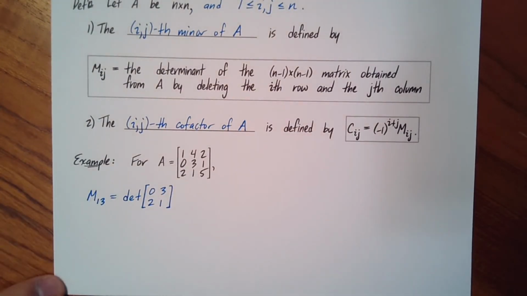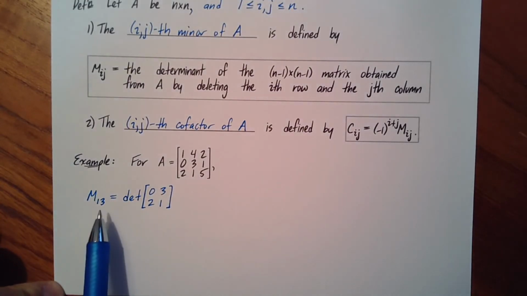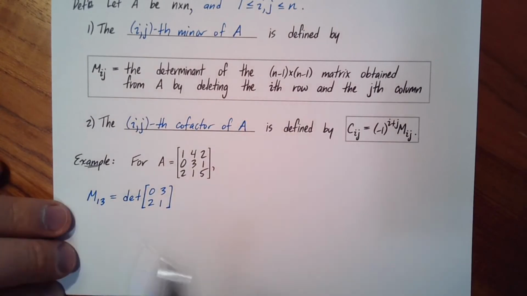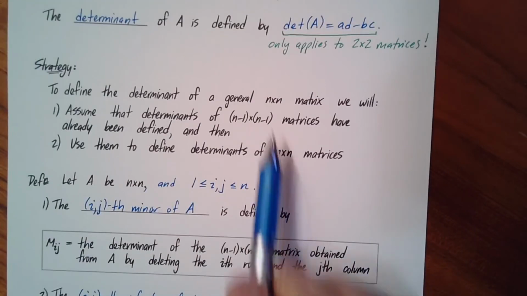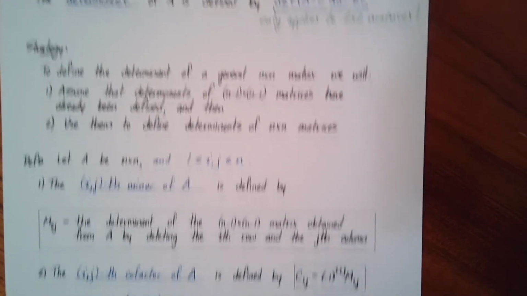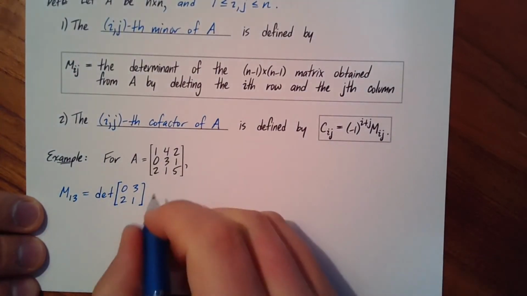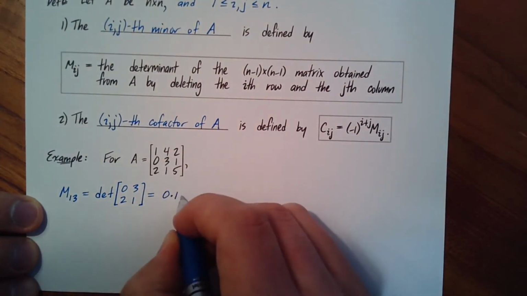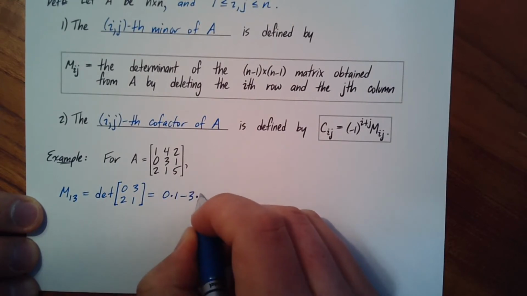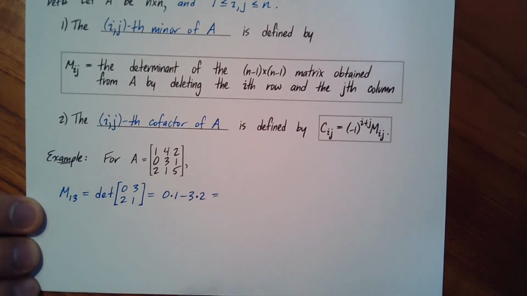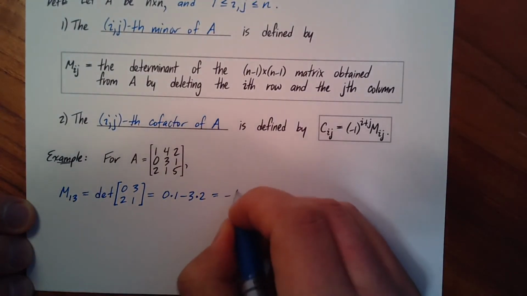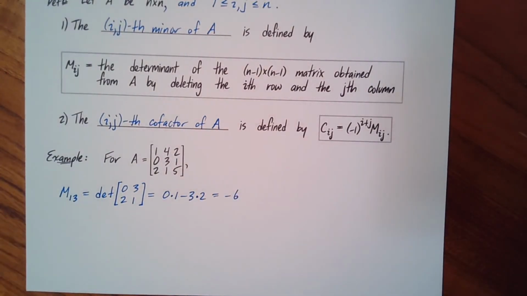So the 1, 3 minor of the matrix A is the determinant of this 2 by 2 matrix, which we can work out using this formula up here because it's a 2 by 2 matrix. So the determinant is going to be 0 times 1 minus 3 times 2. So what does that work out to be? That's 0 minus 6, so you're going to get -6. Okay, so that's the 1, 3 minor of A.